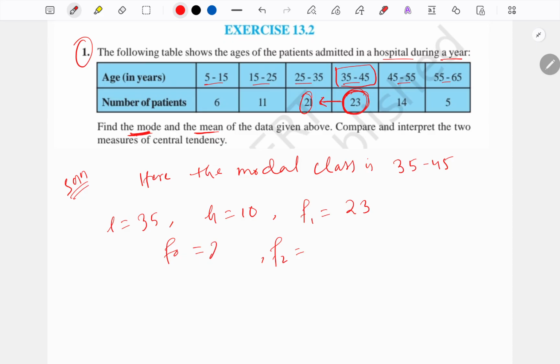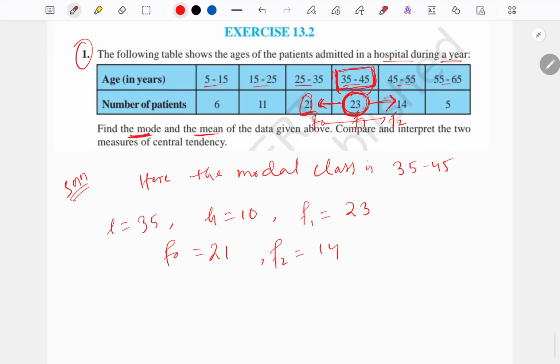So this is 21, and F2 is the frequency after this one. So 14. First you need to identify the model class. So this is model class 35 to 45, and after obtaining the model class, this is F1, this is F2 and this is F0. F0, F1 and F2 you can easily identify. The frequency before this model class frequency is F0 and after this one is F2. So these three things you can easily identify, and the rest of the thing is L.